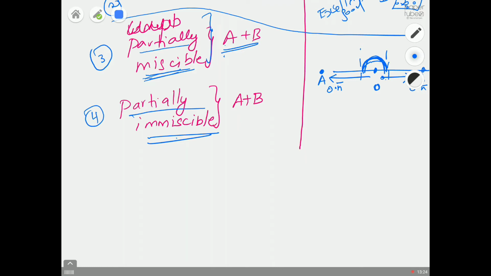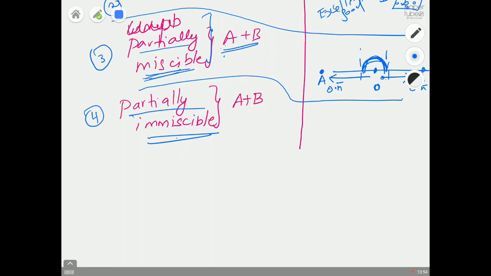In this type of situation, we call them partially miscible. If A and B are miscible most of the time, and only at some compositions they are immiscible, that's the main idea behind partially miscible. Or if you want, you can say A and B are most of the time friends, and only at some time they fight, something like that. So keep that in mind.